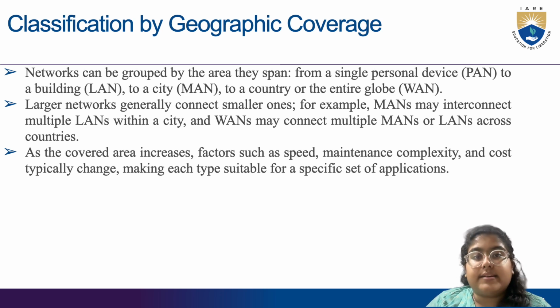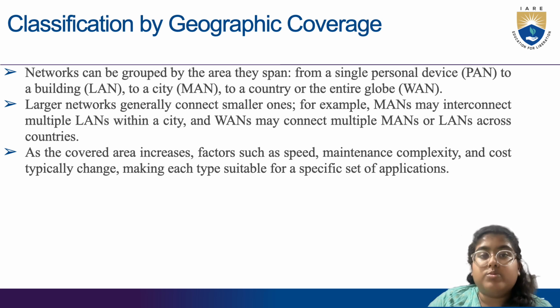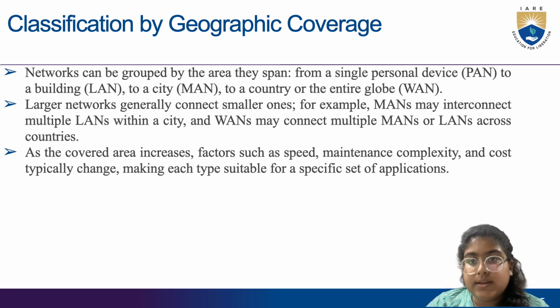Networks can be categorized based on the area they cover. At the smallest level, we have PAN, which connects personal devices. Then comes LAN, which covers buildings or campuses. Next is MAN, which spans across cities. And finally, we have WAN, which covers countries or the entire globe.